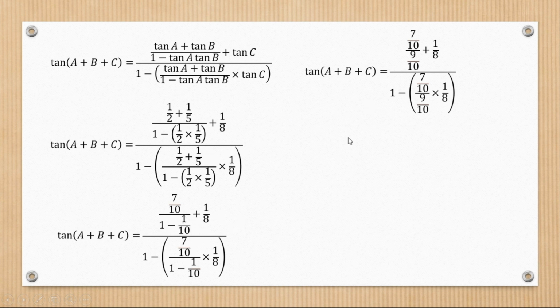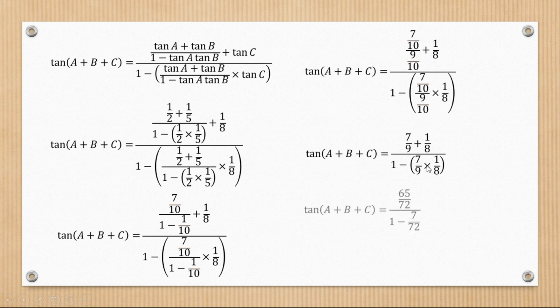So 1 minus 1 over 10 shall give me 9 over 10, and then the same thing basically here, I'll have 9 over 10 also. Alright, so now the next step is I can see that 7 over 10 divided by 9 over 10 shall give me 7 over 9, then plus this 1 over 8, and then right here 7 over 10 divided by 9 over 10 shall give me 7 over 9, then times this 1 over 8. So now at the top I can find the LCM and then solve that. So I'll end up having 65 over 72. Then right here 7 over 9 times 1 over 8 shall give me 7 over 72. Alright, so 1 minus 7 over 72 shall be 65 over 72, as you can see right here.